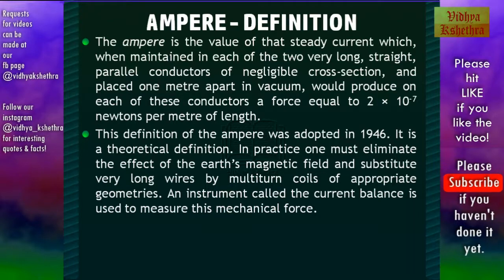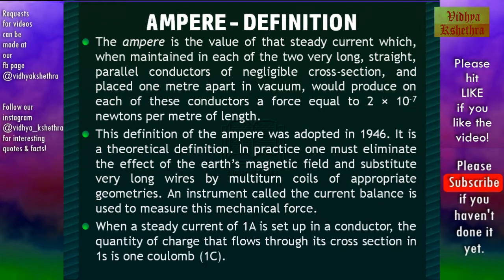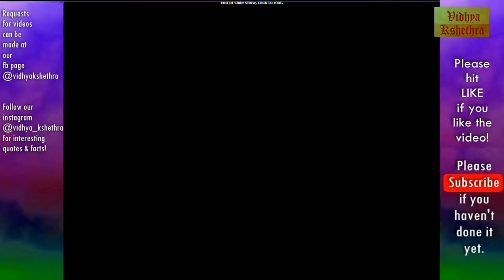Now we can define coulomb, which is the unit of charge, in terms of ampere. That is, when a steady current of 1 ampere is set up in a conductor, the quantity of charge that flows through its cross section in 1 second is 1 coulomb. So this is the end of this video. In this video, I have discussed the Ampere Circuital Law and used it to calculate the magnetic field in a solenoid and a toroid, and also have given a theoretical definition for ampere.